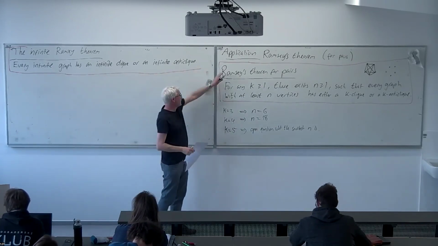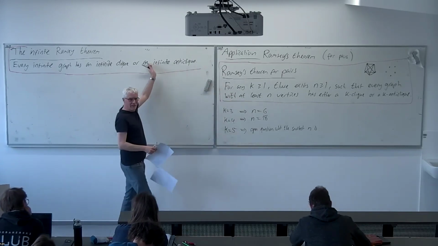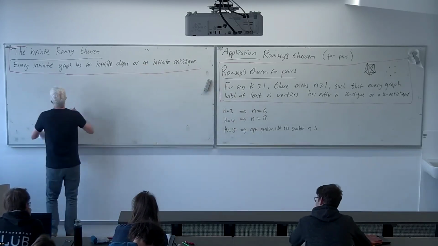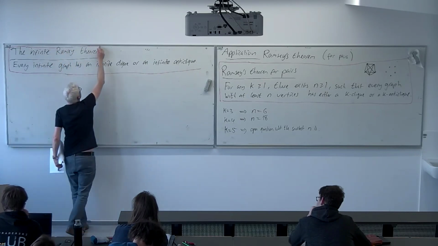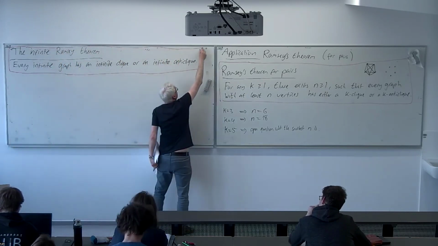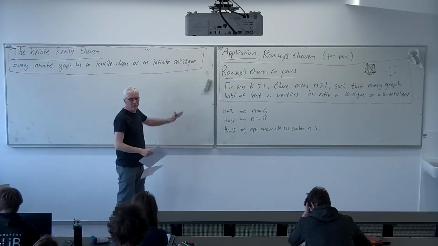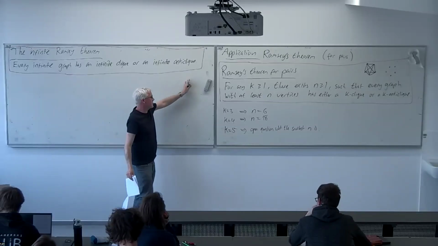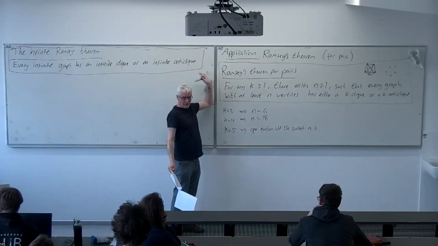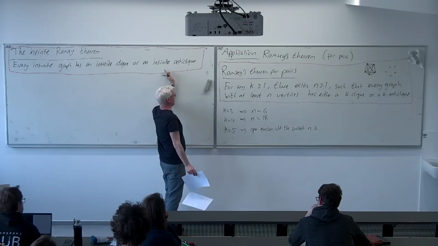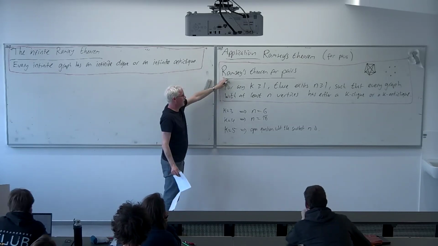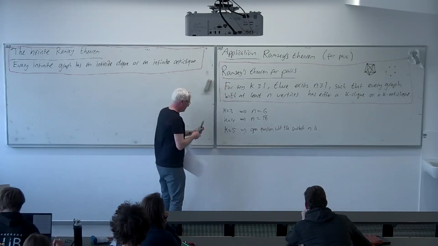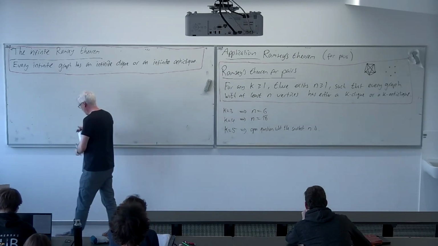In a sense, the difficulty in proving this theorem is in proving the infinite version. And then it's nice that the finite version follows. And actually, just to get it out of the way, while they're both on the board, I want to start by giving the argument that the infinite Ramsey theorem implies the finite Ramsey theorem. Okay. So let's do that.